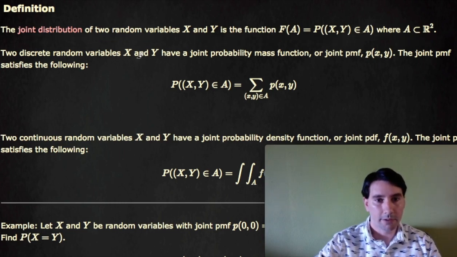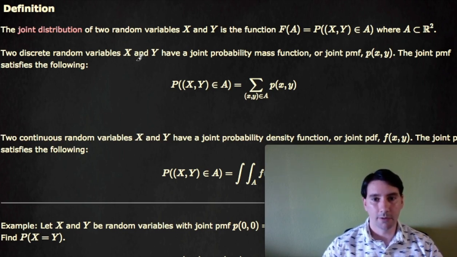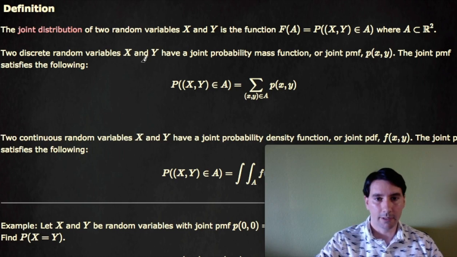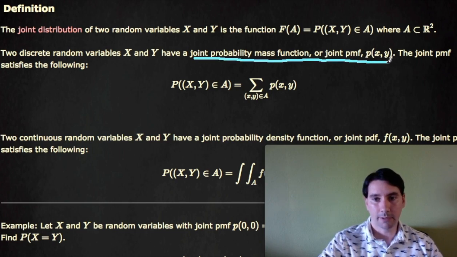So if x and y are discrete random variables, then each of x and y have a probability mass function, or PMF, and x and y together have a joint probability mass function, or joint PMF, P of xy, where the probability that the pair of points x, y is in a set A is the sum over all points in A of P of xy.